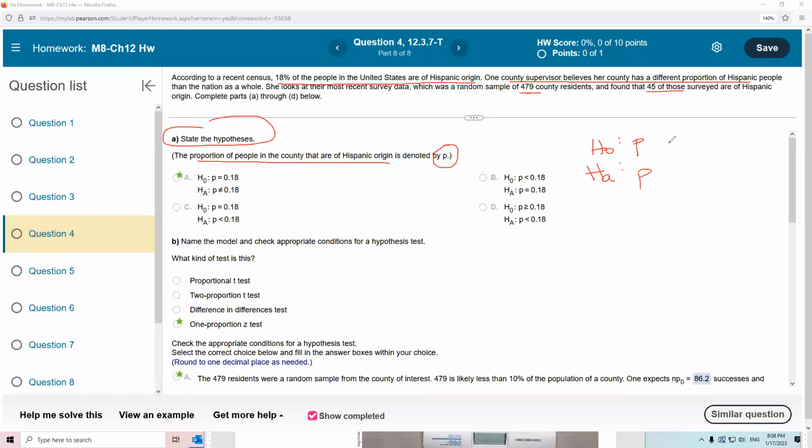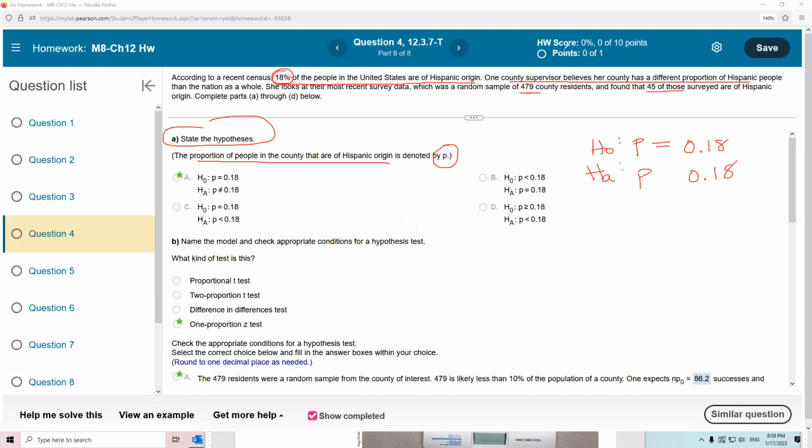The null always gets an equal sign. And what we're really trying to test is the claim that 18% of people are of Hispanic origin. So I'm going to write that as 0.18. The alternative is also going to use the number 0.18. The number always stays the same between the null and alternative.